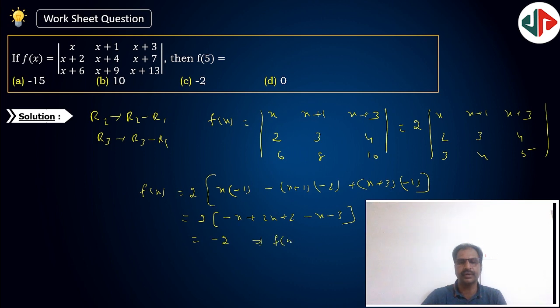Then what will be f of 5? Minus 2. Because the function is constant. Option C is correct.